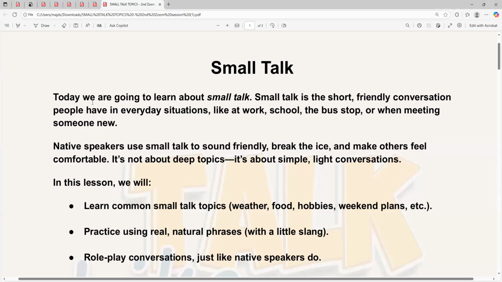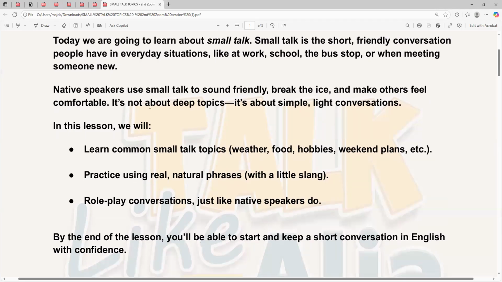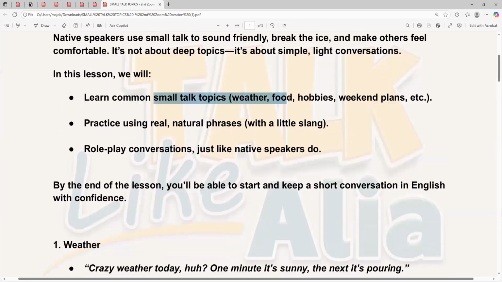So, small talk. Today, we're going to learn how to do this, okay? It's the short, friendly conversation people use in everyday situations. And native speakers actually use small talk to sound more friendly. This is how you sound kind, you show interest in people's lives or people's opinions about something that's going on, maybe the weather, maybe something else. So we will learn common small talk topics like weather, food, hobbies, weekend plans, and more. Practice using real natural phrases with a little slang.